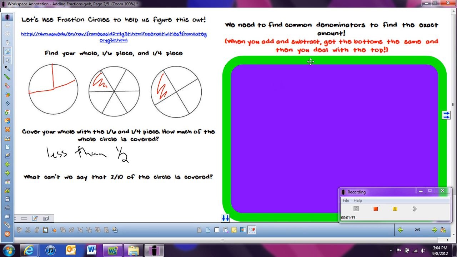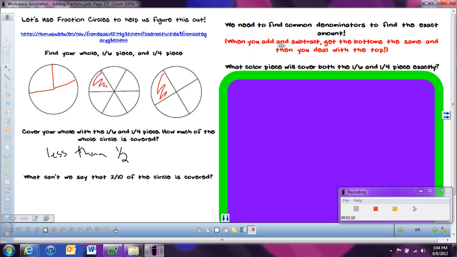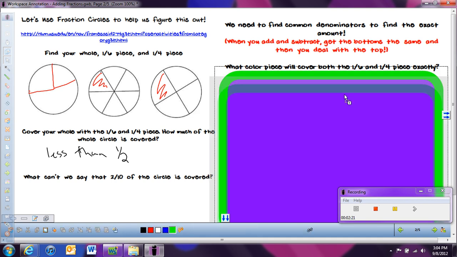And I have a little chant here that I use to help me remember this rule. It goes something like, when you add and subtract, get the bottoms the same, and then you deal with the top. Just a little chant to help me remember that when I'm working with fractions and I want to add them together or subtract them, we need to get the bottoms the same, meaning get a common denominator. Then we're going to add or subtract the tops.